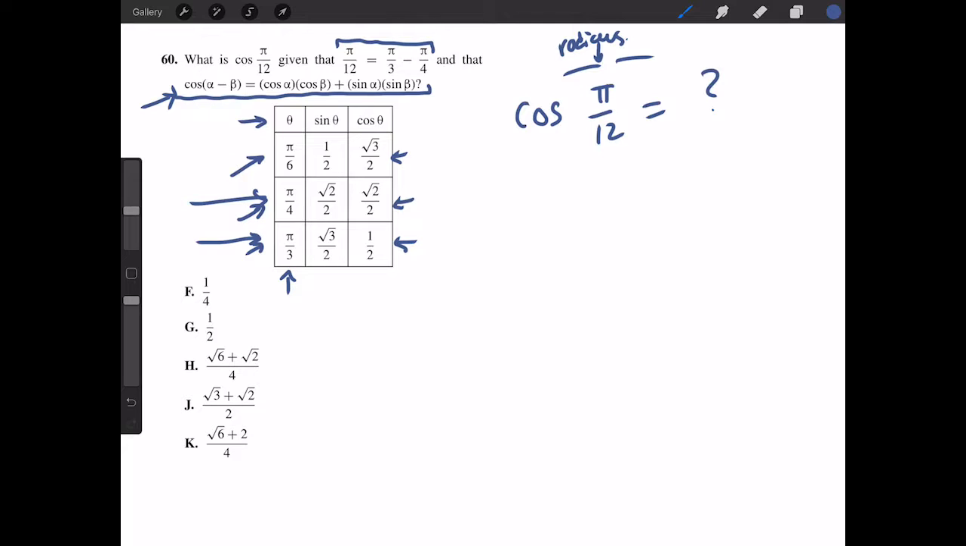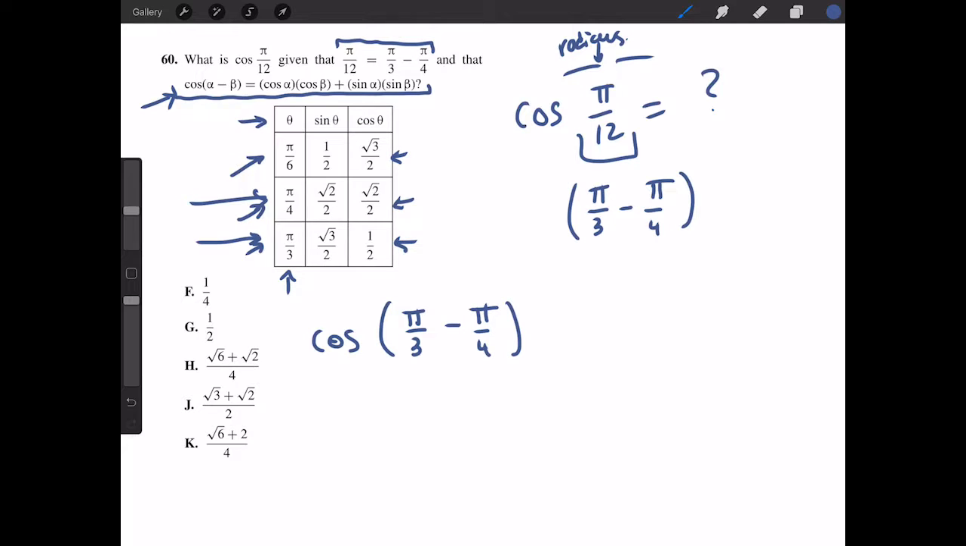Because we want to know what cosine of pi/12 is equal to, but we have no way of determining that from the information given, we need to replace pi/12 with the subtraction, in this case, of pi/3 minus pi/4. So we're after cosine of pi/12, but expressed as cosine of pi/3 minus pi/4. Remember, this is pi/12 at the end of the day, so we are finding cosine of pi/12. We're just using this equivalence, because then we'll be able to use this trig identity to figure it out.